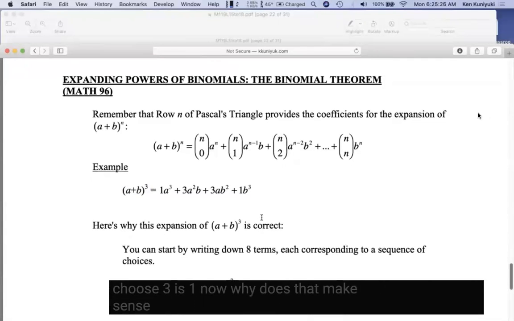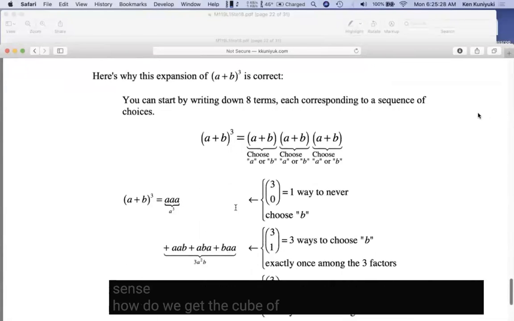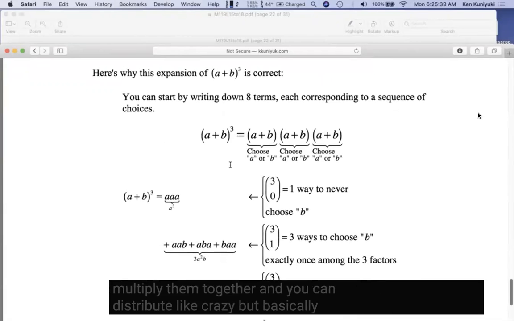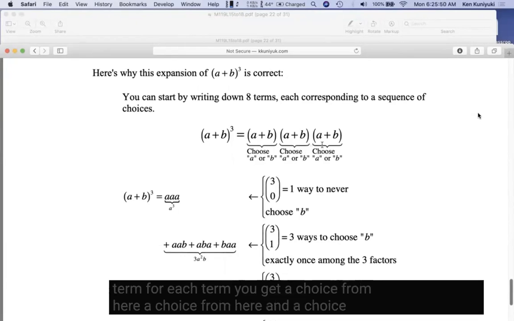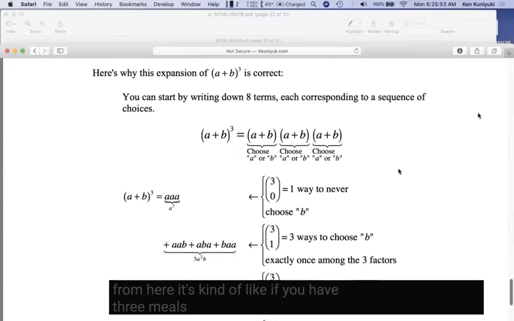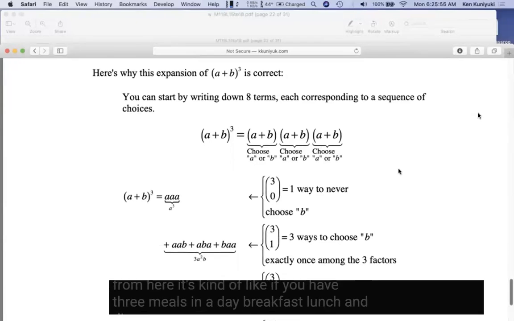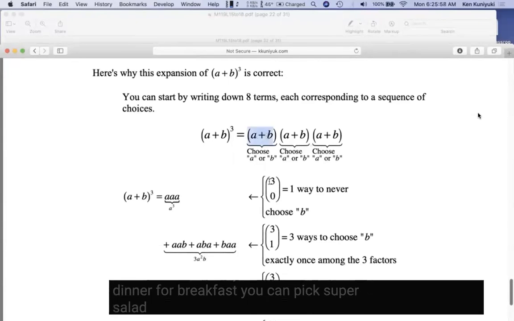Now, why does that make sense? How do we get the cube of a plus b? Well, if you cube anything, you take 3 copies of that thing, here a plus b, and you multiply them together, and you can distribute like crazy. But basically, when you perform the distribution, for each term, you get a choice from here, a choice from here, and a choice from here. It's kind of like if you have 3 meals in a day: breakfast, lunch, and dinner. For breakfast, you can pick super salad, A or B. For lunch, A or B, super salad. For dinner, A or B, super salad.